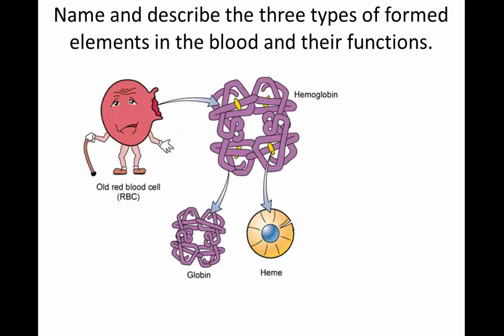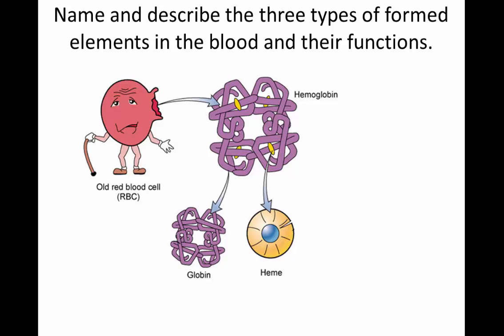As our red blood cells get older and older, we want to actually recycle the materials that make up the red blood cell, ultimately the hemoglobin. As we've already mentioned, the hemoglobin is made up of two parts, the protein, globin, and then the heme group with the iron in the middle.